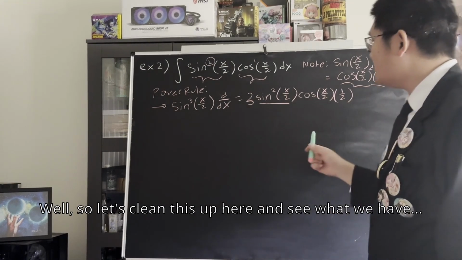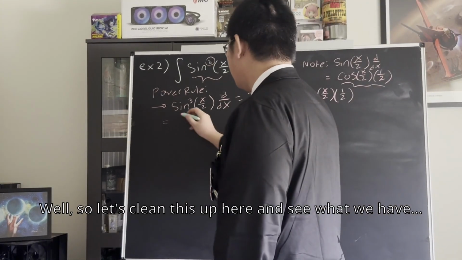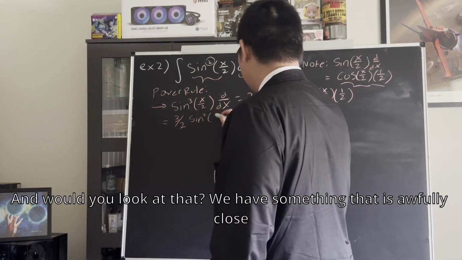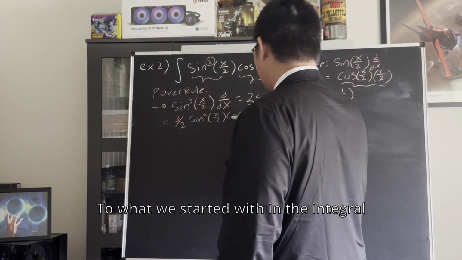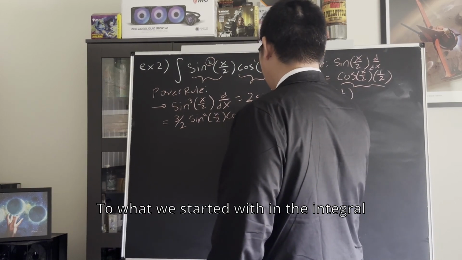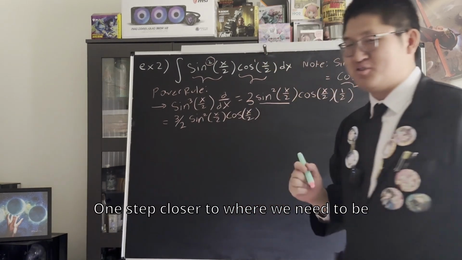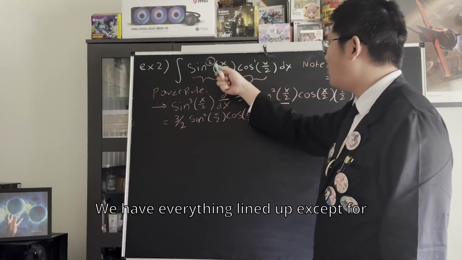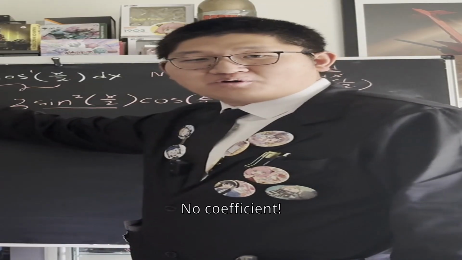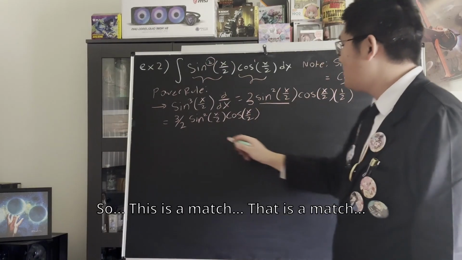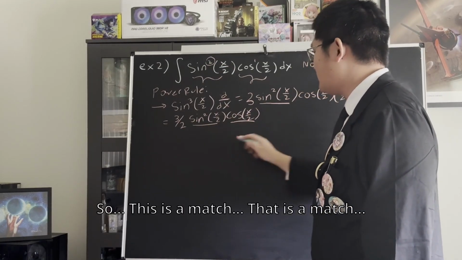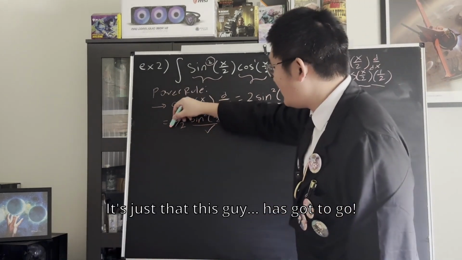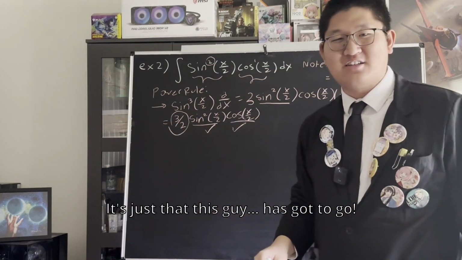Well, so let's clean this up here and see what we have. And would you look at that, we have something that's awfully close to what we started with in the integral. One step closer to where we need to be. We have everything lined up except for no coefficient. So, this is a match, that's a match. Very good. We have everything we need over there. It's just that this guy has got to go.